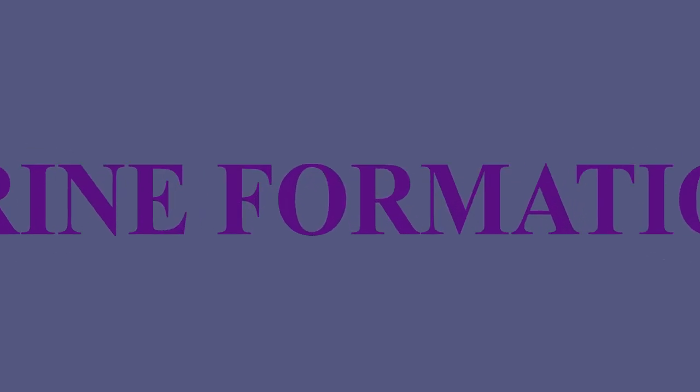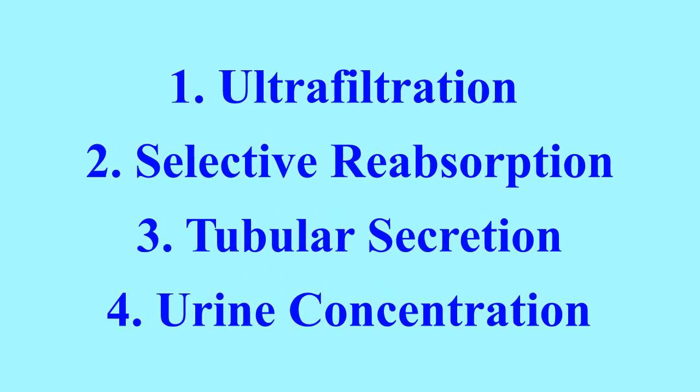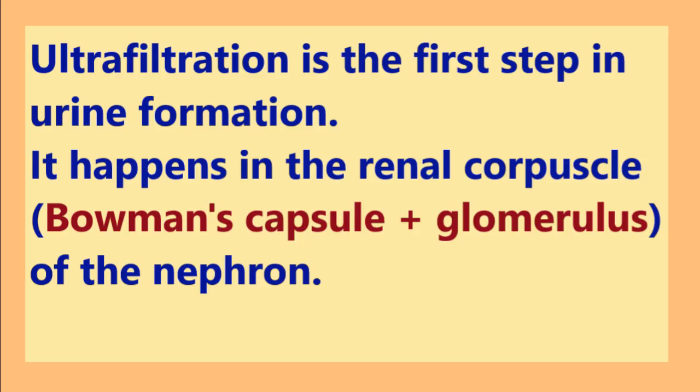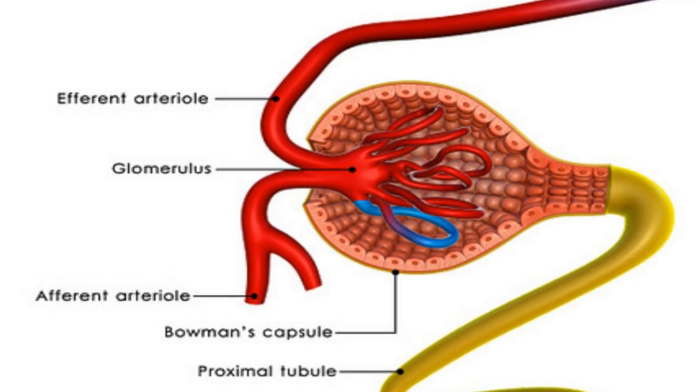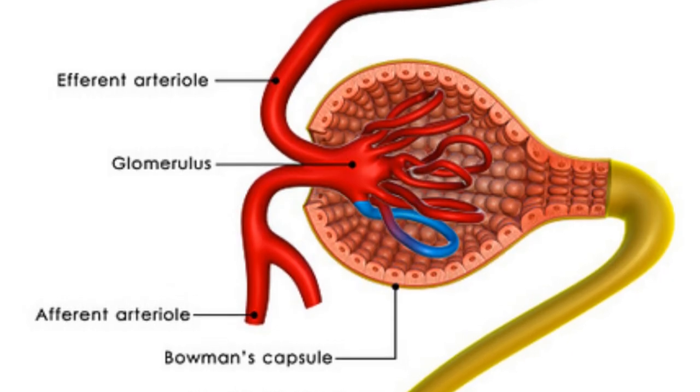Now the urine formation process. There are four major steps in urine formation. First, ultrafiltration. The blood is filtered under pressure in the glomerulus. The filtrate, about 125 ml per minute, enters the Bowman's capsule.